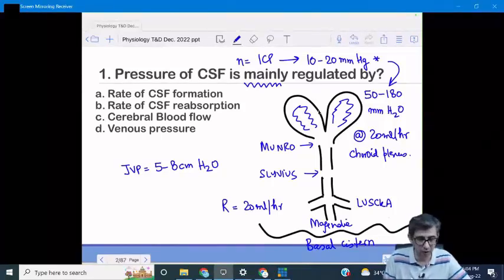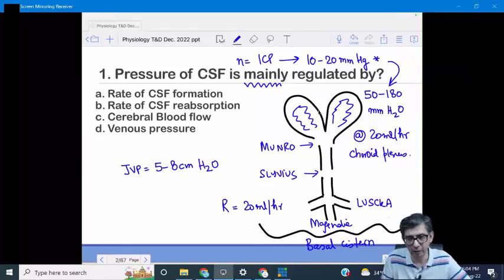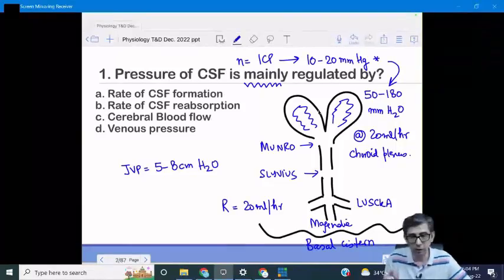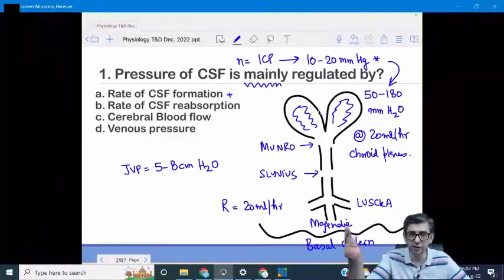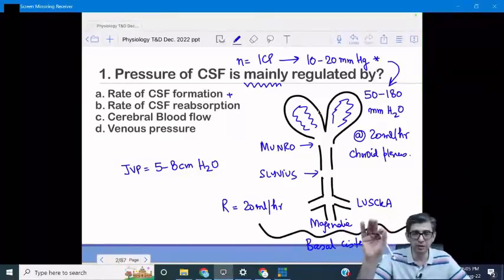The main determinant is not the rate of formation, because the rate of formation can vary only a little. Maybe it can increase from 20 to 25 ml per hour, like in case of meningitis. But the rate of reabsorption, even if it decreases by 0.1... I'm saying the rate of CSF formation definitely is one of the parameters. It can increase from 20 to 25, but if the reabsorption is also occurring at 25, no problems. Pressure will remain constant. So rate of CSF formation is not the main determinant.